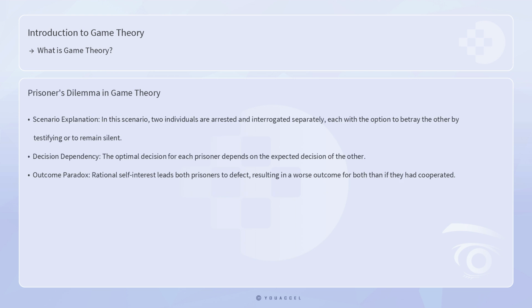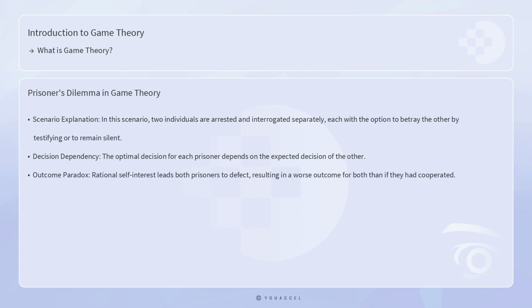One of the simplest and most illustrative examples of game theory is the prisoner's dilemma. In this scenario, two individuals are arrested and interrogated separately. Each prisoner has the option to either betray the other by testifying or to remain silent. The dilemma arises because the optimal decision for each prisoner depends on the expected decision of the other.